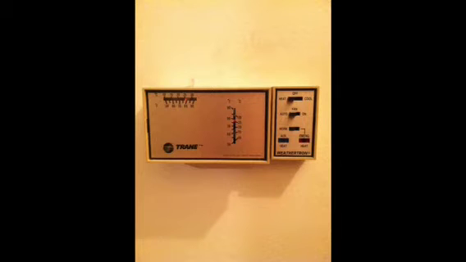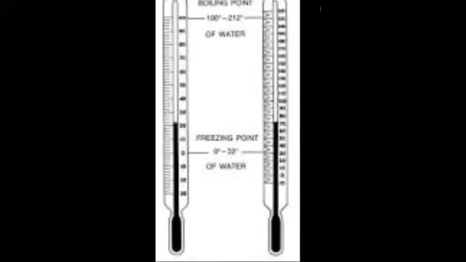Temperature is how hot or cold an object is, and right now it's 37 degrees out, and it's really cold. A thermometer is an instrument to measure temperature. Celsius: it freezes at 0 degrees Celsius. It boils at 100 degrees Celsius. Fahrenheit: it freezes at 32 degrees Fahrenheit. It boils at 212 degrees Fahrenheit. Kelvin: freezes at 273 Kelvin. It boils at 373 Kelvin.